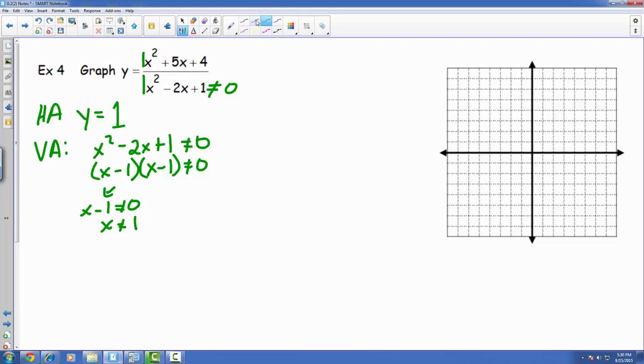And as a result, we should see a VA at 1. So going ahead and graphing these now, we have 1 as our horizontal asymptote, and then 1 as our vertical asymptote.